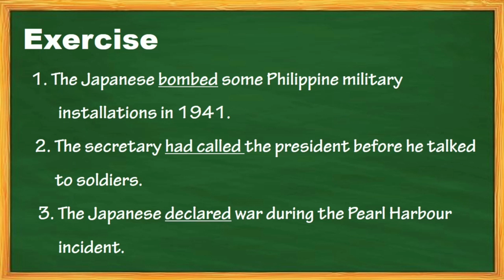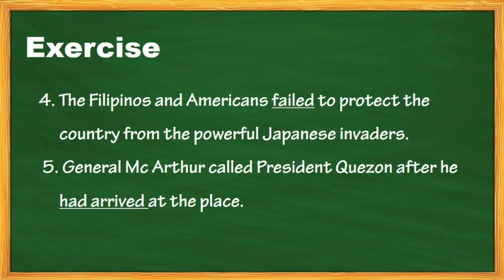The Japanese bombed some Philippine military installations in 1941. 2. The secretary had called the president before he talked to the soldiers. Number 3. The Japanese declared war during the Pearl Harbor incident. Number 4. The Filipinos and Americans failed to protect the country from powerful Japanese invaders. And number 5. General MacArthur called President Quezon after he had arrived at the place.